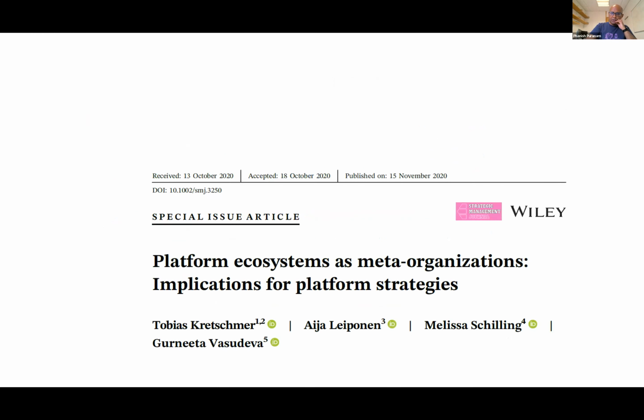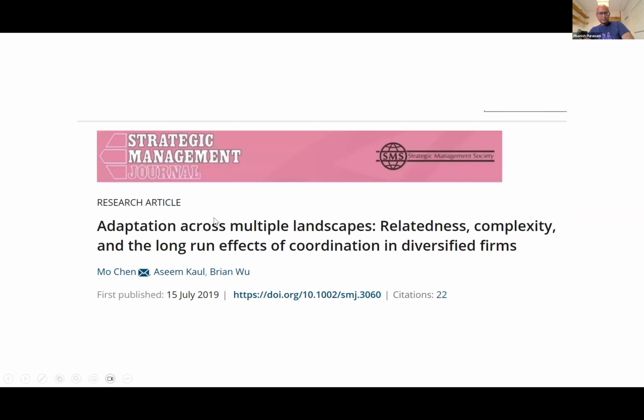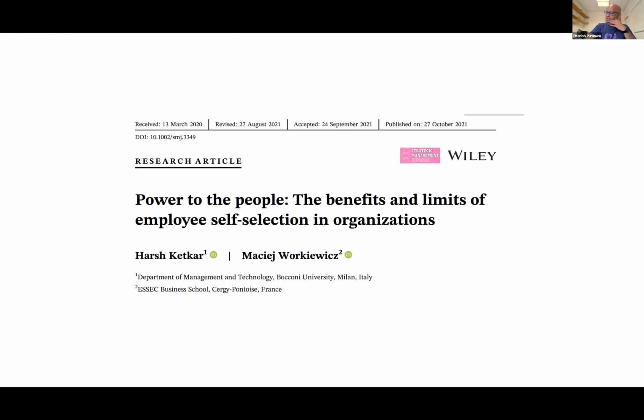You could look at a paper on platforms and ecosystems. This is one of the hot topics in strategy right now. A very nice editorial by Toby and others, taking an explicitly org design perspective on this issue. Lovely paper on adaptation in multi-divisional firms. So taking classic M-form divisional structure issues and explaining them using org design ideas. And last but not the least, a very nice recent paper by Harsh and Maciek in SMJ on non-hierarchical bossless organizations and what kind of performance advantages they have.